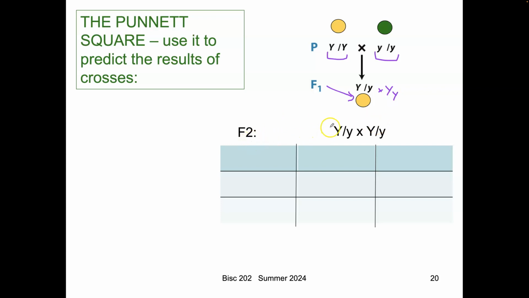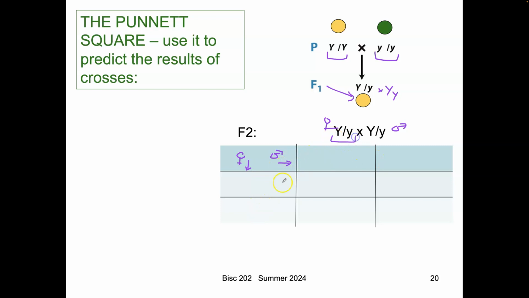So the way we do the Punnett square for the F2 is, suppose this is the female parent and that's the male parent, or whatever. We show the gametes for the female parent on one side and for the male parent along the top, or the other way around. It doesn't matter, so long as you put one parent here and one parent there.